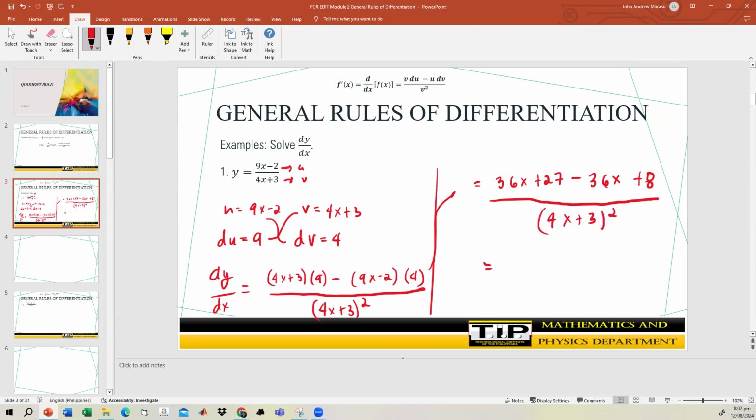So in simpler explanation, if you simplify this, 36x and negative 36x will cancel out. Then you just need to add the constants, 27 plus 8, that's 35. So this will lead to 35 over 4x plus 3 squared. So this will now become our dy over dx. I hope you can follow.